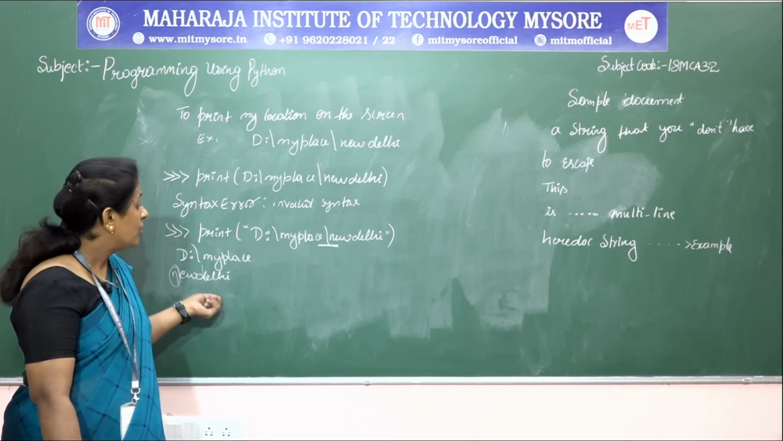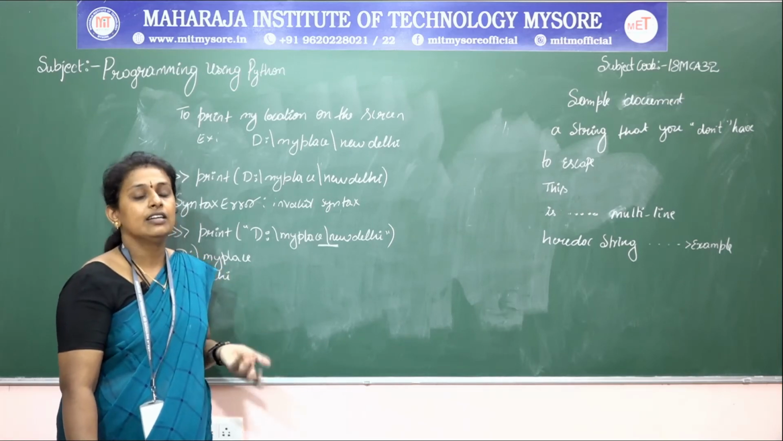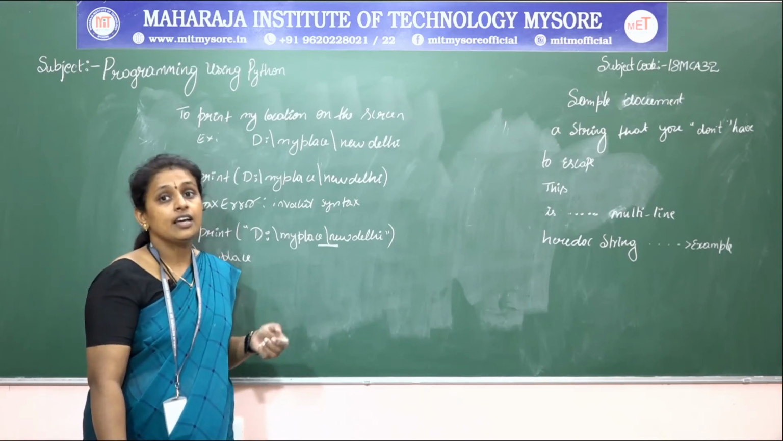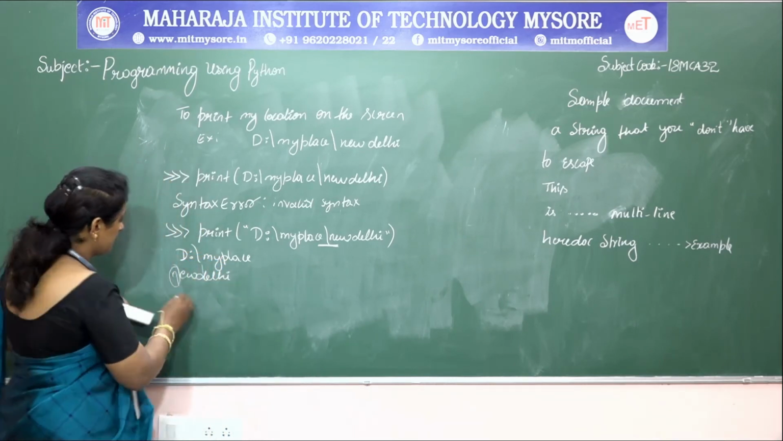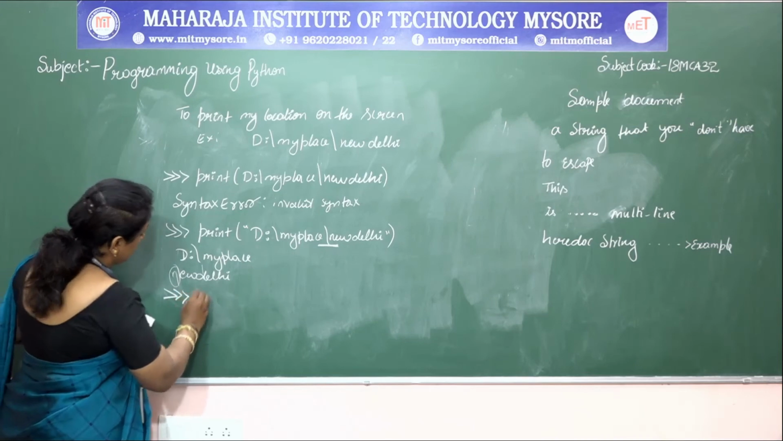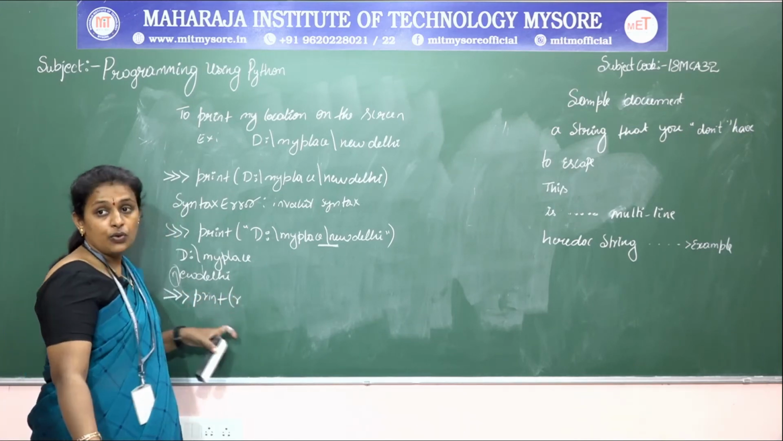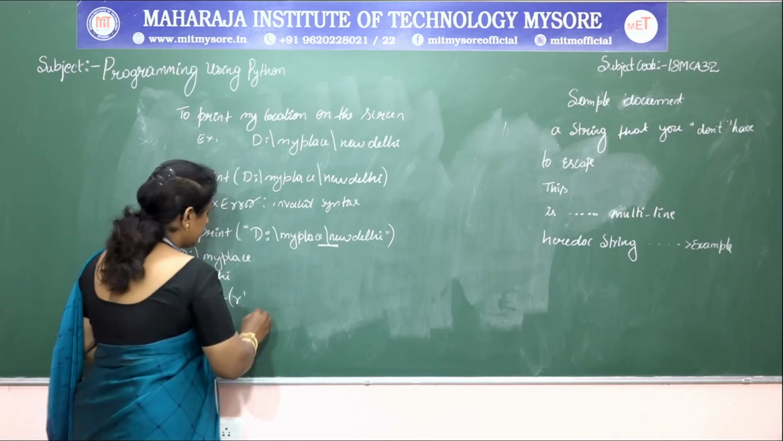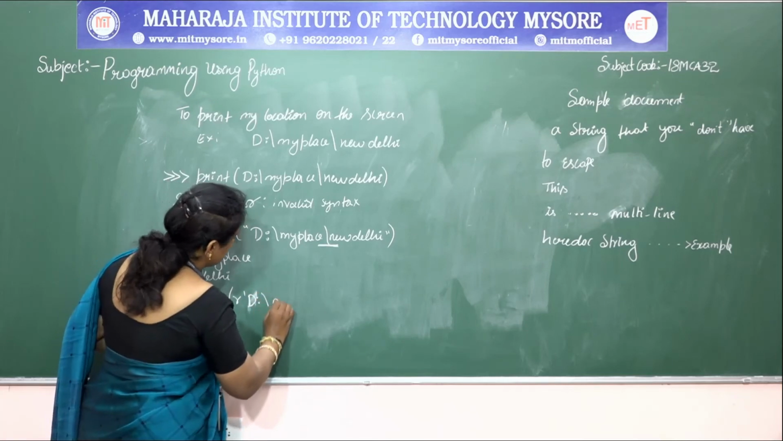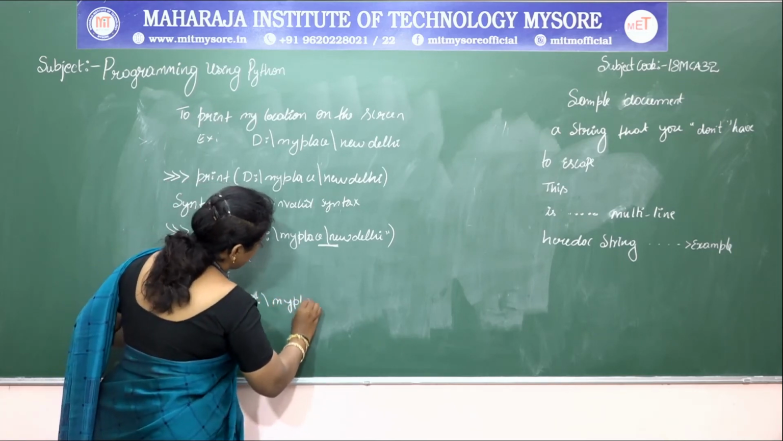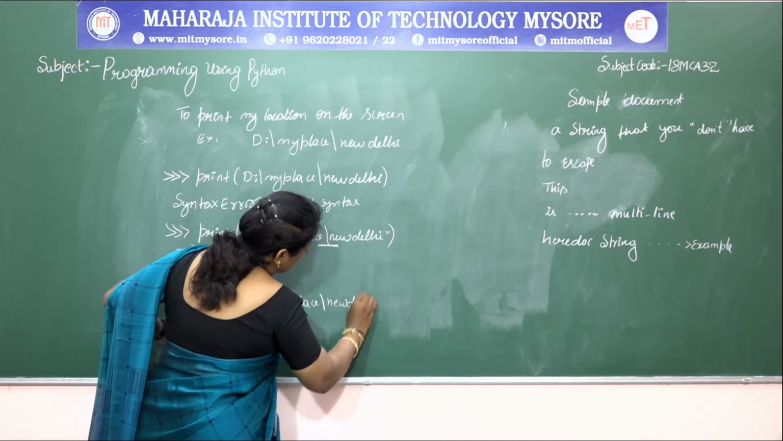To print as it is, we have the value called R, that is, raw strings should get printed. For that we need to use print. So just use r, then start writing D colon / my places / new Delhi.